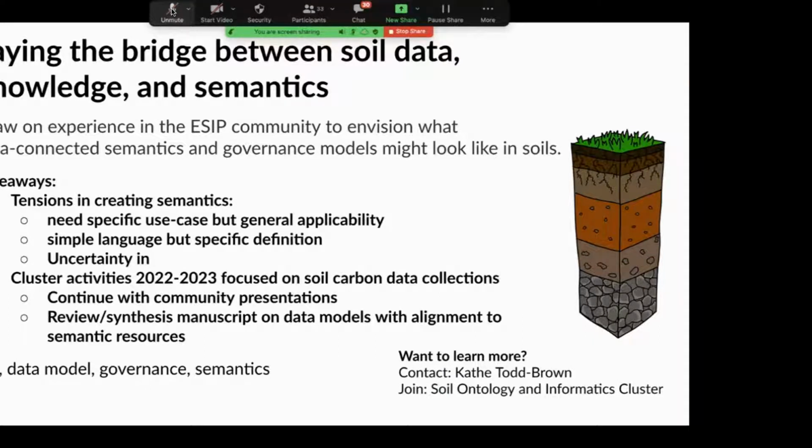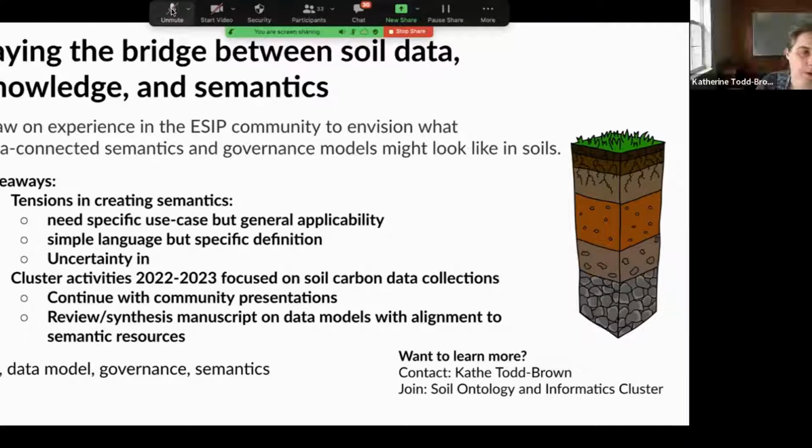All right, so this was part of a 3-part series that was an in-person session bracketed by 2 online sessions. And essentially we were trying to figure out what we wanted to do for cluster activities for the soil ontology and information cluster. And so this session was convened in conjunction with the semantic harmonization cluster. And the ask for the ESIP session was drawing on the experience of the ESIP community to envision a data connected semantics and governance model and what that might look like in soils.